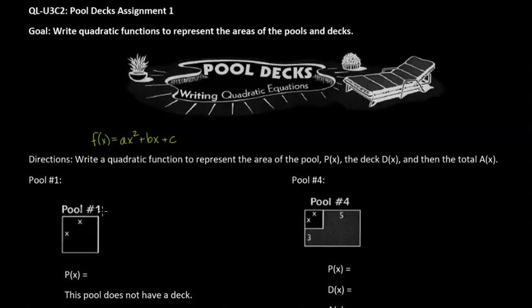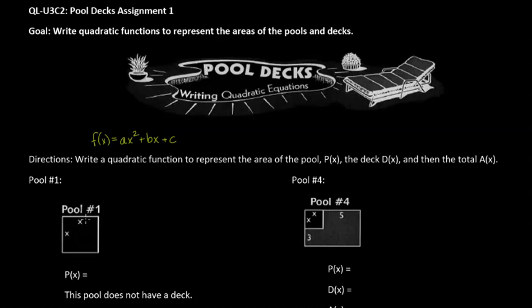Okay, so pool number one that you can see here is just this pool where there's no deck built around it, and its dimensions are just x by x. I don't know what units we're using here, whether it's feet or yards or meters or whatever, but this pool is an x by x pool, so it might be a little pool that's like 10 feet by 10 feet, might be a big pool that's like 40 feet by 40 feet. The question is, if I don't know what the actual measurements of x are, what function would represent the area of the pool?